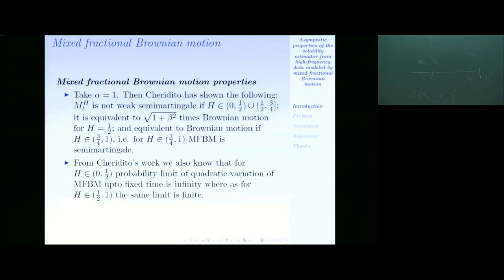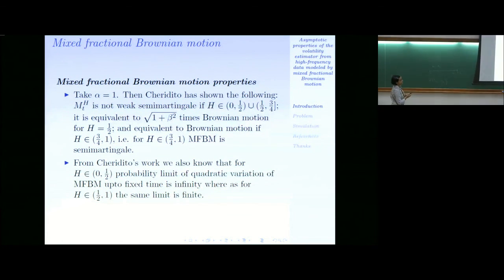If H is less than half, then this quadratic variation process up to a fixed time is actually infinity. And if H, the Hurst parameter, is greater than half, then this quadratic variation process is finite, a finite limit in probability. Yes, this is a stochastic quantity, so it converges in probability to this finite or infinite value.